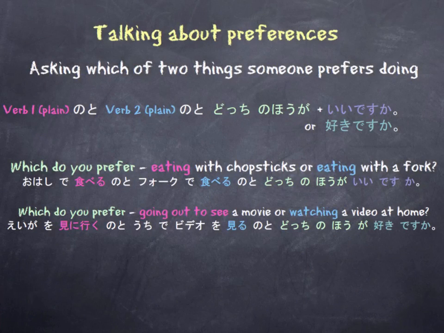Guys, today I'm going to look at how to talk about your preferences. This function is very similar to topic 34 where we looked at how to make comparisons. We're using the Hoga E pattern today.